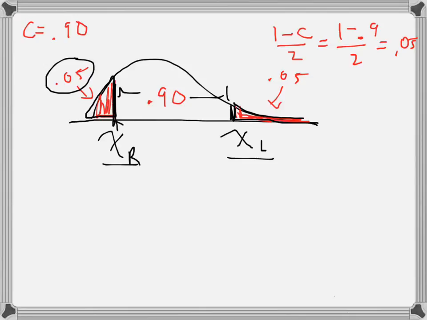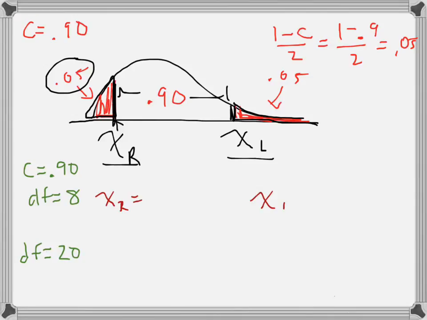So let's find a couple. Let's just pick 90%, and let's try some different degrees of freedom. Let's try one for degrees of freedom of 8, and then let's also find one for degrees of freedom of 20. And again, we have to be a little careful. We're going to need two of them. We're going to need the one on the right and the one on the left.